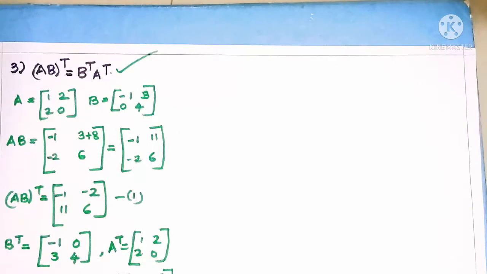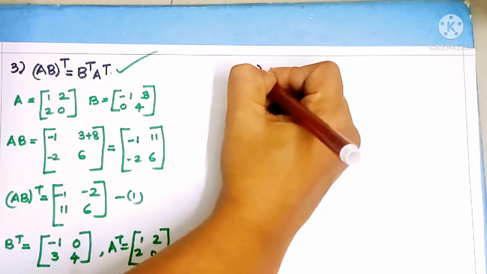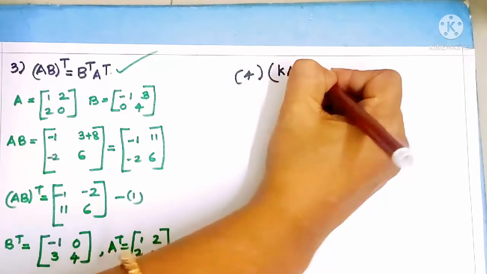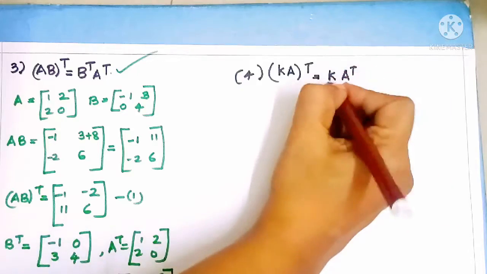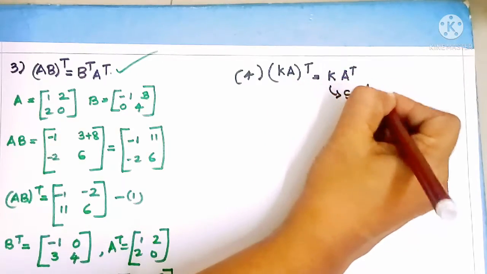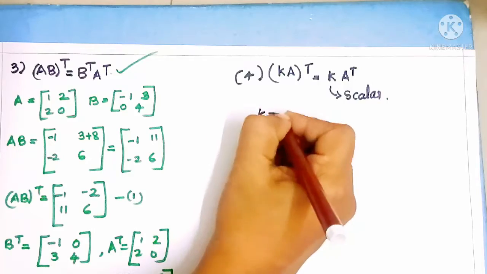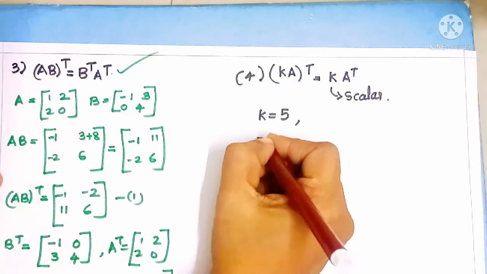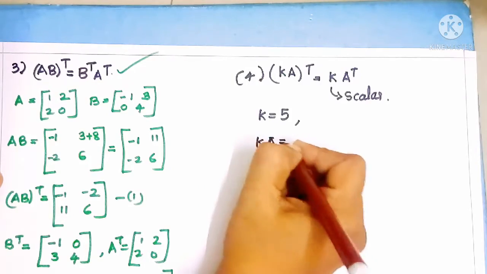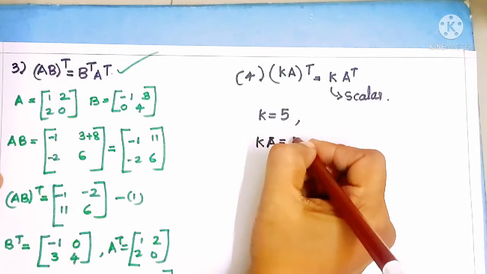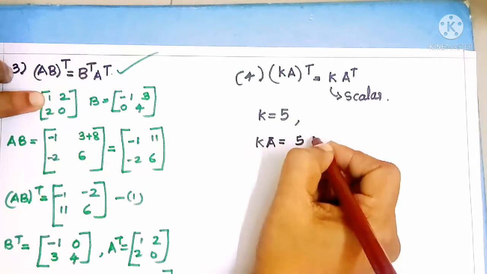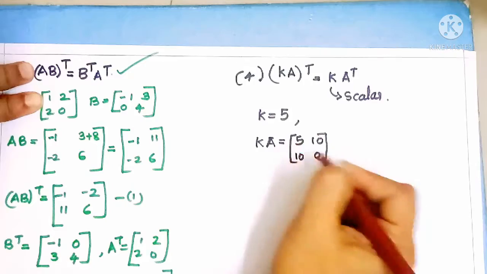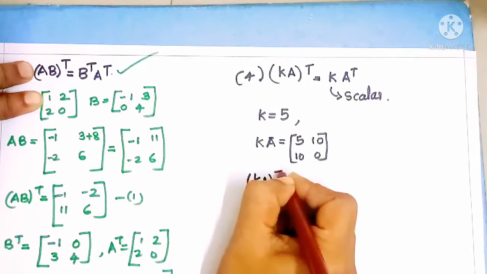Next, the fourth property: (K into A) the whole transpose should be equal to K into A transpose. K is a scalar. So we can take K equal to 5. K into A, we already have matrix A. So 5 into 1 is 5, 2 into 5 is 10, 2 into 5 is 10, then 0.